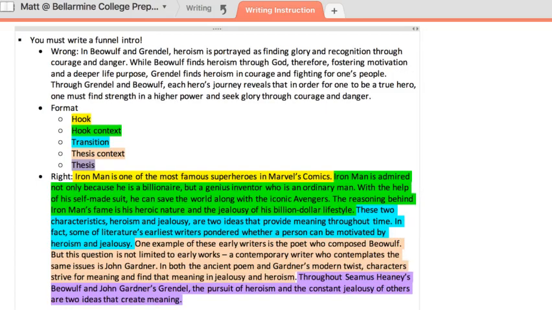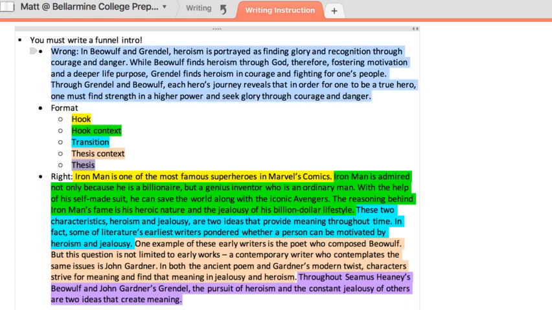Okay, let's talk about introductions. The biggest error I see at the junior level is specifically students who at some point were told that they don't need to write a funnel intro, or that they just never learn the funnel intro. Something emblematic of what I see is here in this wrong example, an introduction that just dives into the text we're talking about, like Beowulf and Grendel, and then just starts explicating general thoughts about themes that might be relevant to the thesis. That's by definition not a funnel.